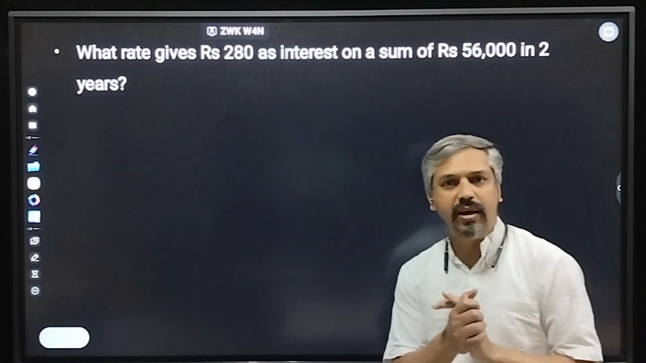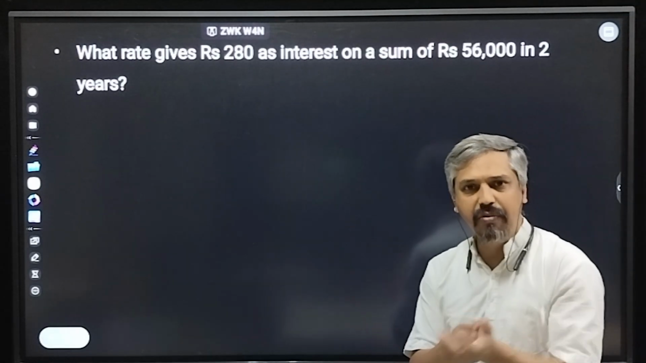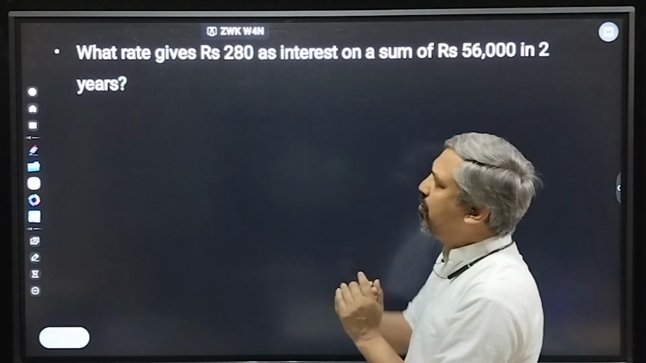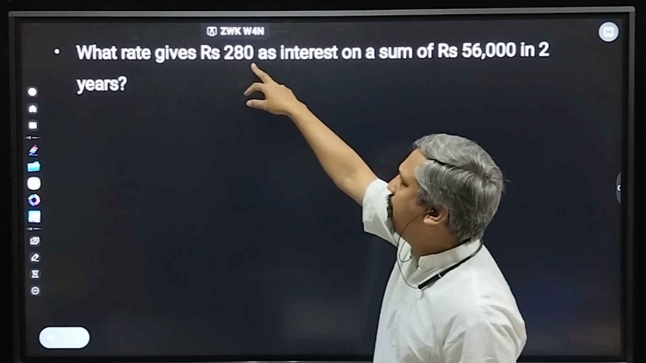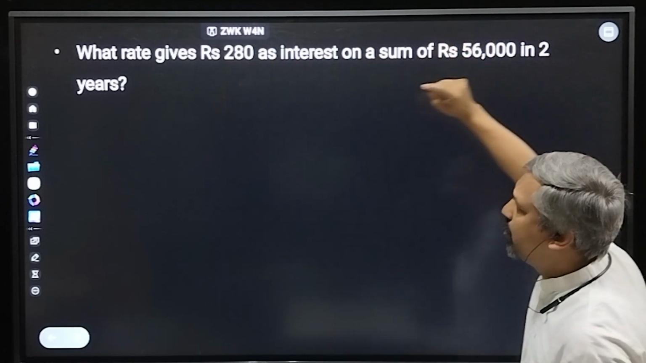Because of a technical error, the last two problems were not recorded, so I am recording it now. We'll just resume. What rate gives 280 rupees as interest on a sum of 56,000 in 2 years?